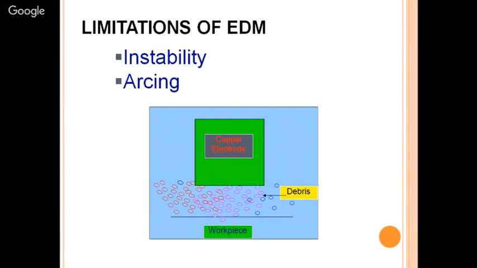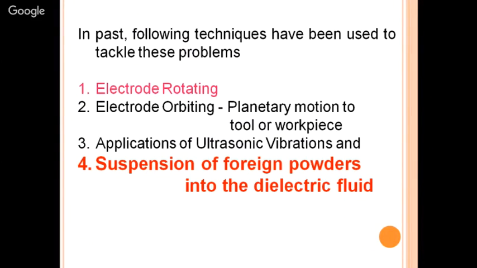The debris, the extra material removed from the surface of the workpiece, is clogged, jammed in this small gap. Due to this, short circuiting takes place, and this short circuiting is called arcing. This causes instability to the machining operation. So many efforts have been made to remove this problem.